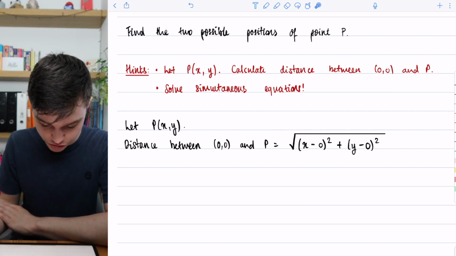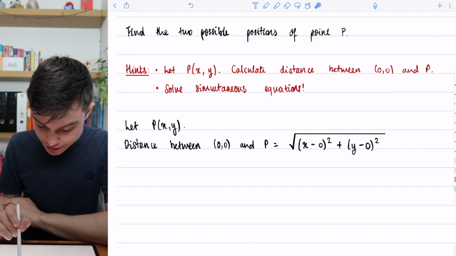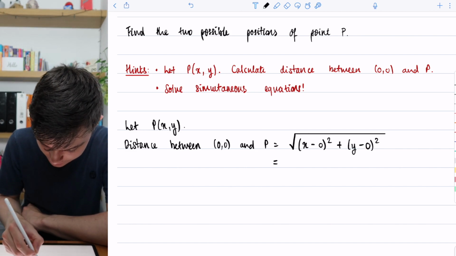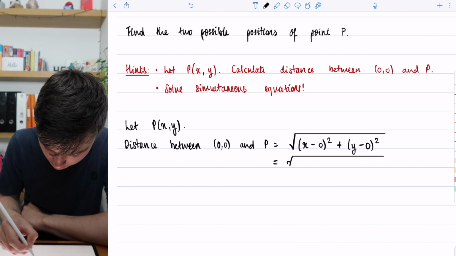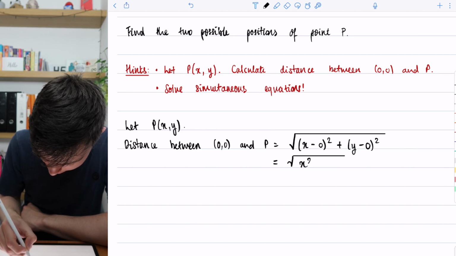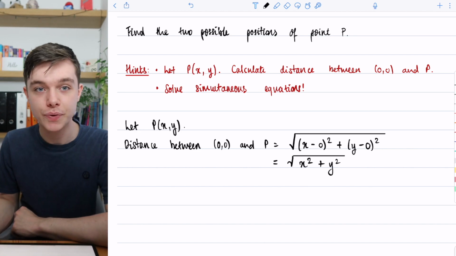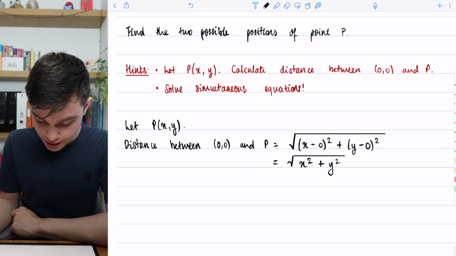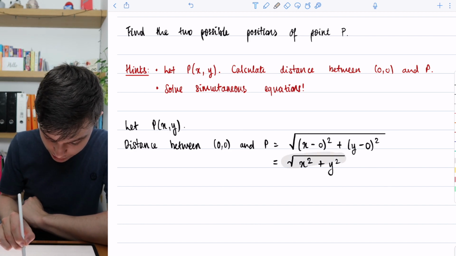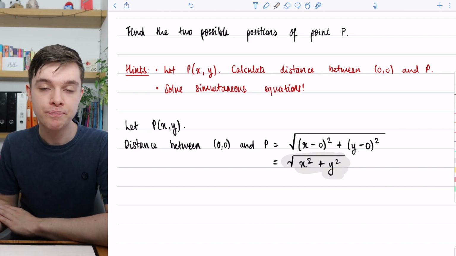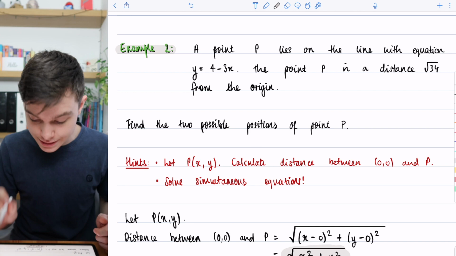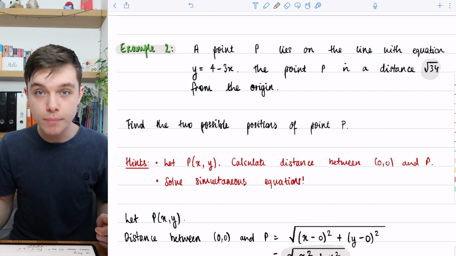So basically Pythagoras. Now I've got take away 0 here, so I don't really need the take away 0, so that is exactly the same as the square root of x squared plus y squared, okay? Quite simple there, we can just take off the zeros. So that is what the distance between the origin and P is. We actually know a numerical value for that though. If you look in the question, it says the point P is a distance root 34 from the origin.